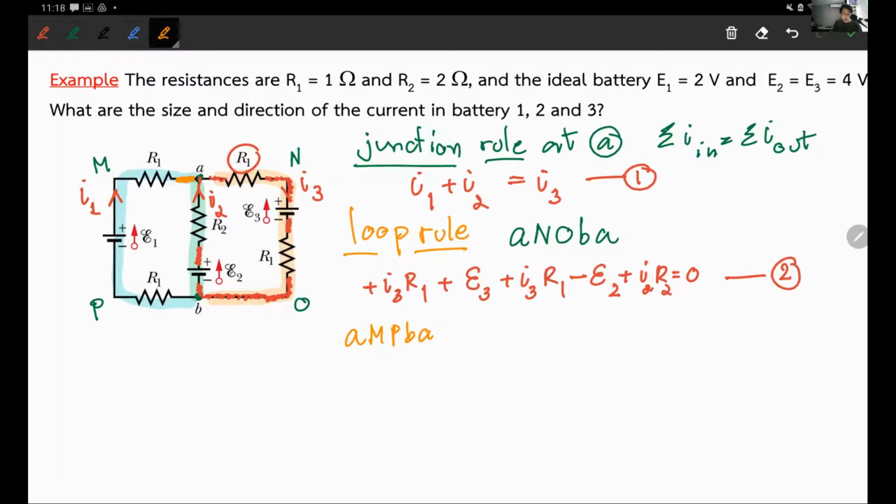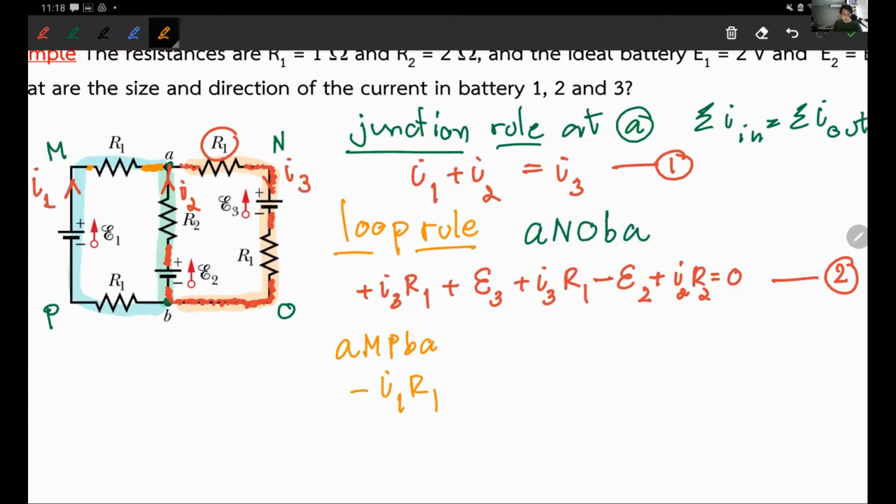Now I see R1 with my I1 going against me. So it's going to be negative I1 R1. Very good. So far so good. All right, keep going. Now I see positive ends of battery E1, positive end of the E1. Keep going. I see another resistor R1, but the I1 is still against me. So it's a negative I1 R1.